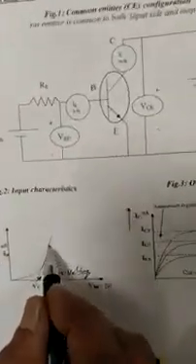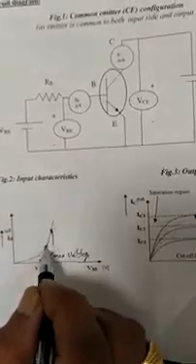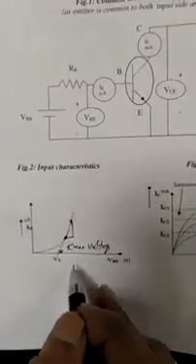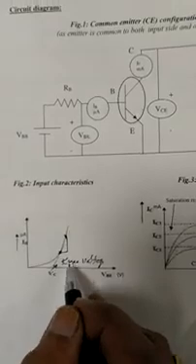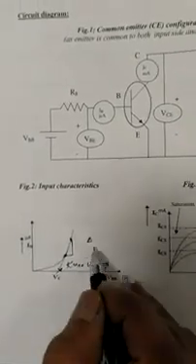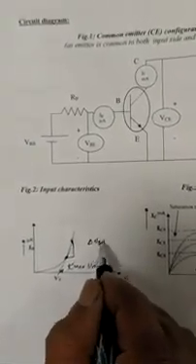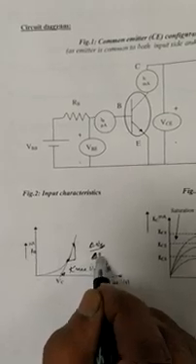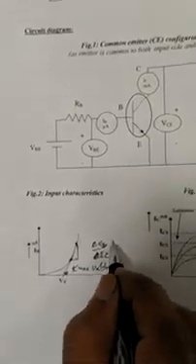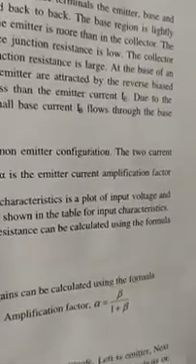Whereas input resistance, I already told you. From this you take any two points and you can take a slope. So delta VBE by delta IB gives the resistance. That is called the input resistance.